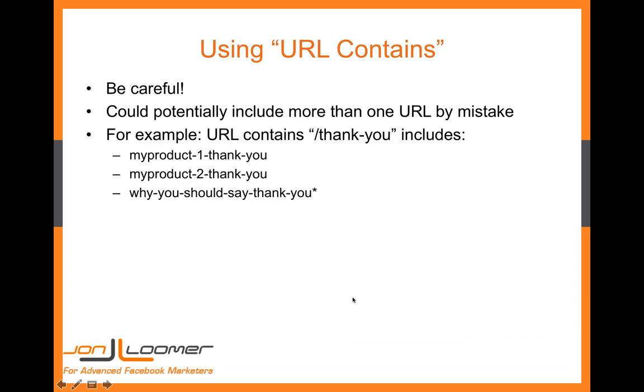So for example, if I do URL contains thank-you, if it's just thank-you, that would include stuff like my-product-1-thank-you, my-product-2-thank-you, and why-you-should-say-thank-you if there's an article saying that. So that's just an example of how it can potentially pull in multiple pages if you use your URL contains and you're not very careful about how you use it. So just kind of think about that before you do.